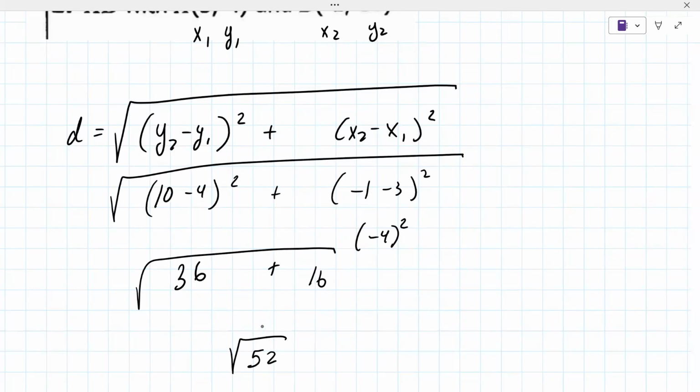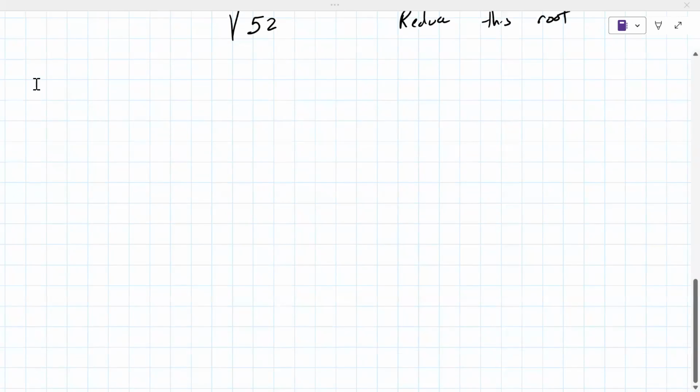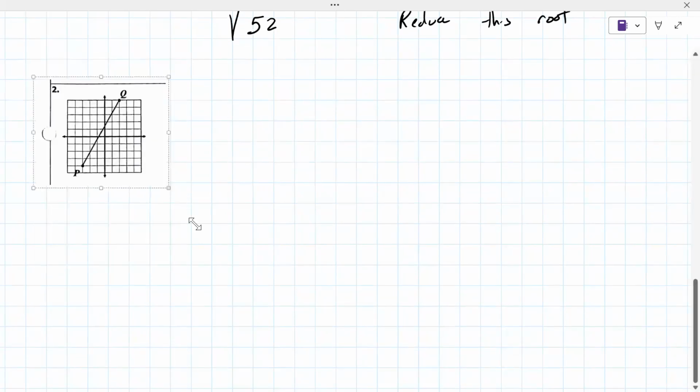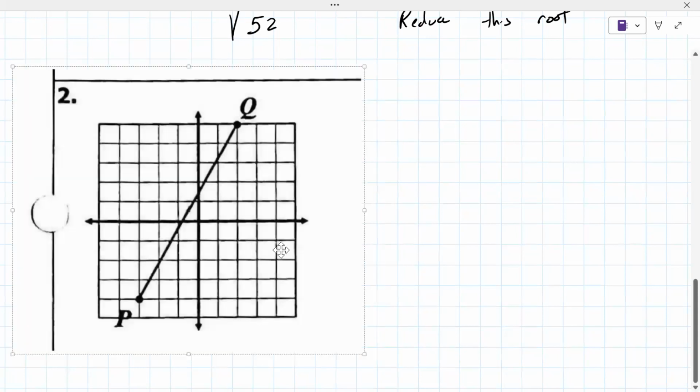Now, you will learn how to reduce this root, but we're not going to do that today. That will take away from what we're trying to accomplish. So, all right. We're going to do a problem like that one. It's going to be set up slightly differently. So here's your next problem for us to look at today.